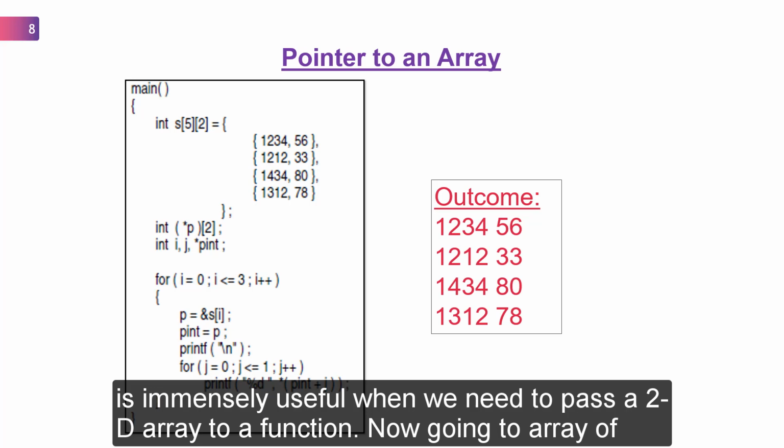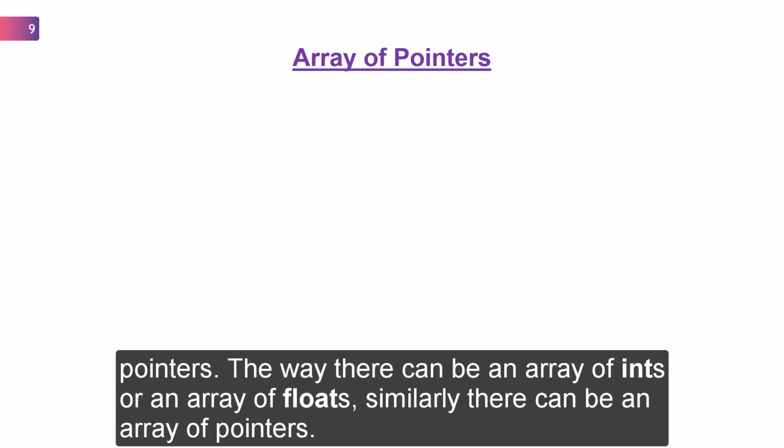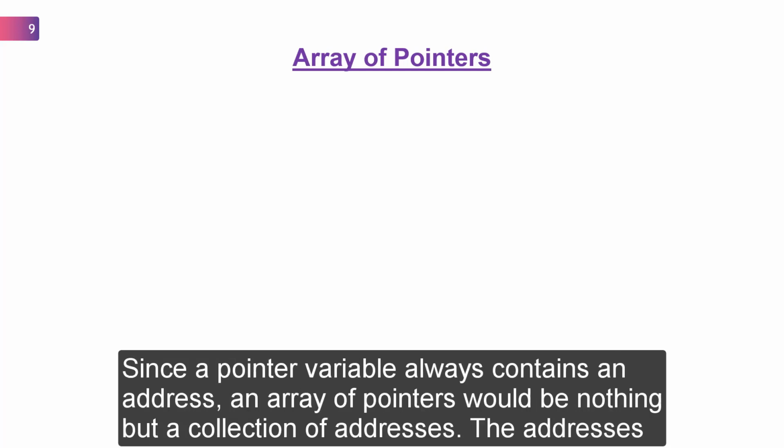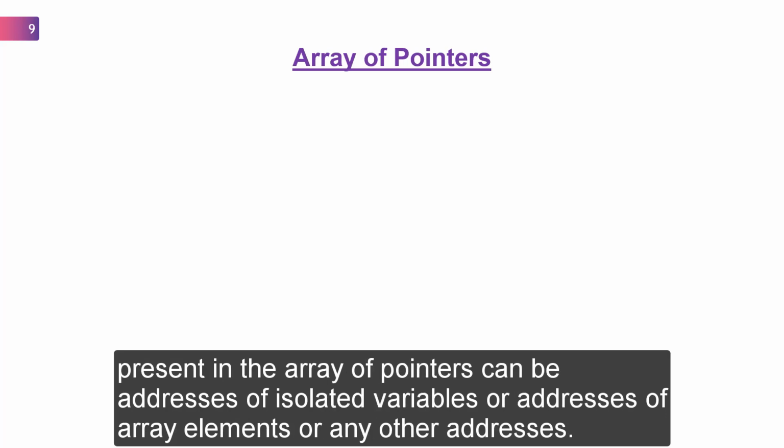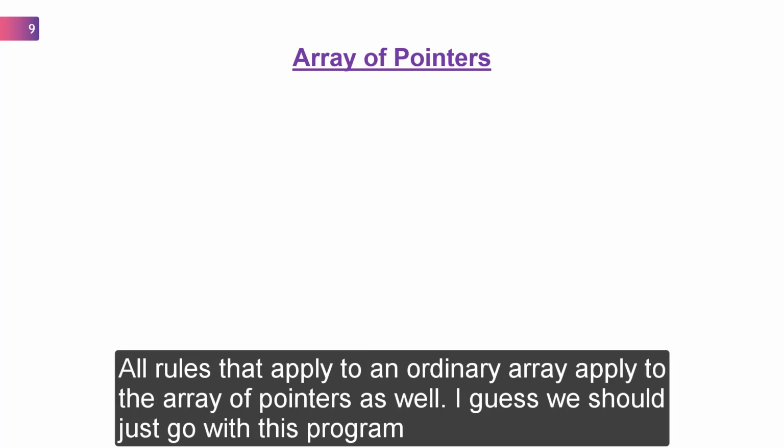So now going to array of pointers. The way there can be an array of ints or an array of floats, similarly there can be an array of pointers. Since a pointer variable always contains an address, an array of pointers would be nothing but a collection of addresses. The addresses present in the array of pointers can be addresses of isolated variables, addresses of any array of elements, or any other addresses. All rules that apply to an ordinary array apply to an array of pointers as well.